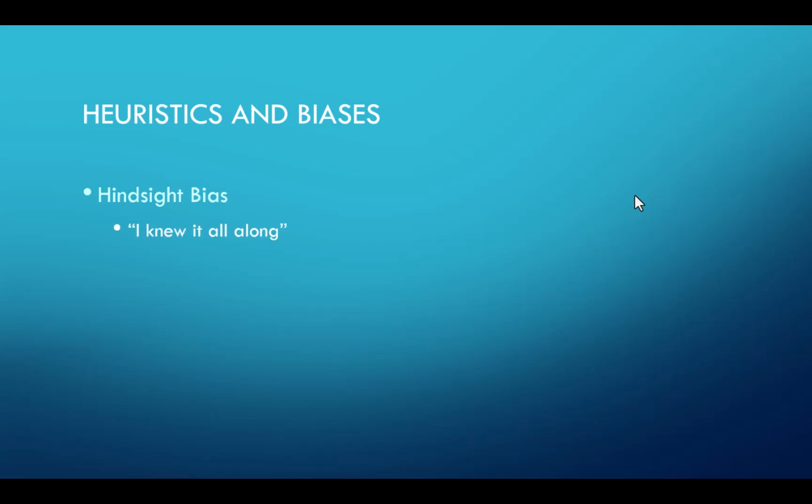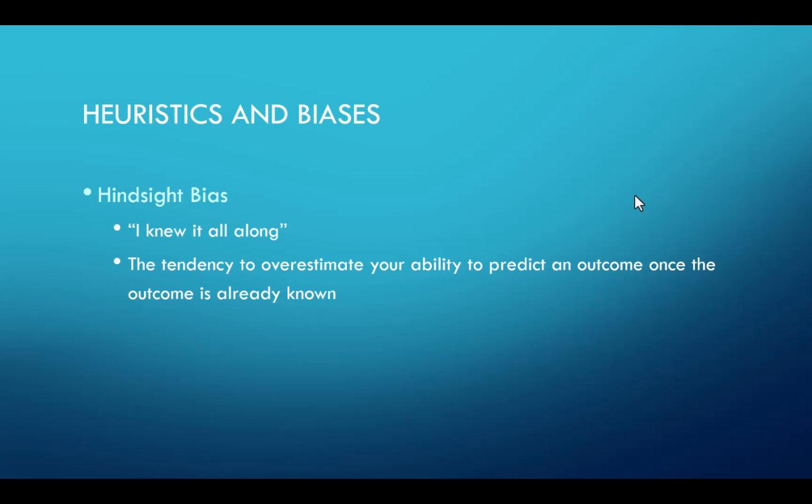The hindsight bias is often referred to as the I knew it all along bias. In other words, you knew it all along that your best friend and her boyfriend were going to break up, or that couple X would get divorced. It's the inclination to see events that have occurred as more predictable than they really were before they took place. So in other words, the tendency to overestimate your ability to predict an outcome once the outcome is already known. If you know your friend broke up with her boyfriend, of course it's easy to say, I knew it all along that they were going to break up.